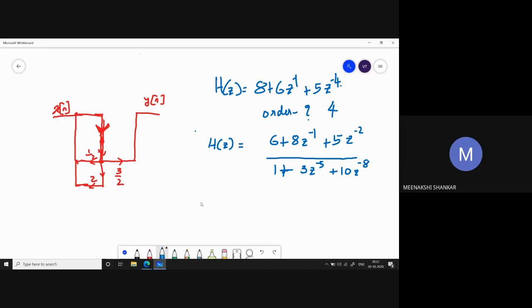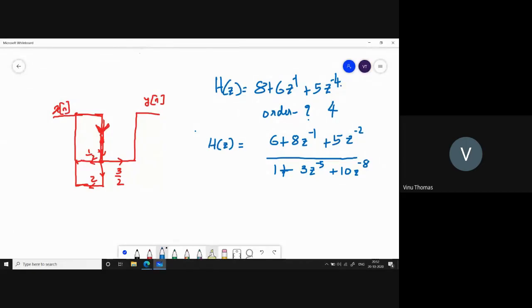The order of the filter is the number of memory locations required to implement this filter. So how many memory locations are required? The minimum number of memory locations to implement the filter is 8, from z raised to minus 8. So what is the order of an IIR filter? It is the highest power of z raised to minus 1 in the denominator polynomial. Is that understood? Yes, sir. It is the highest power of z raised to minus 1 in the denominator polynomial.